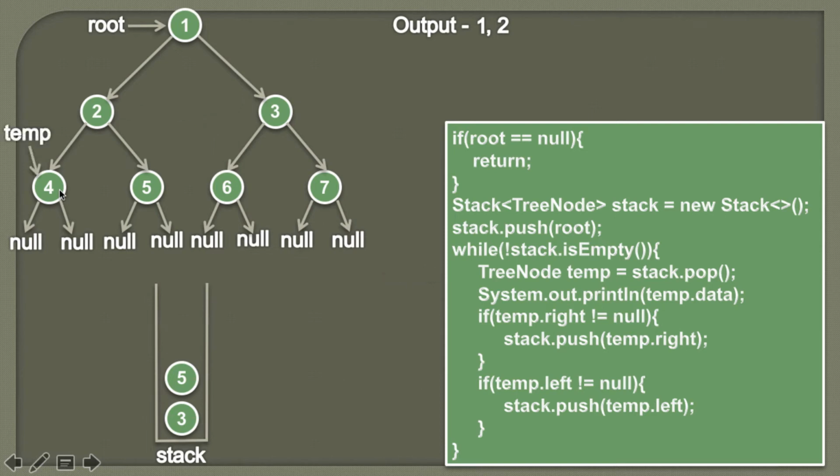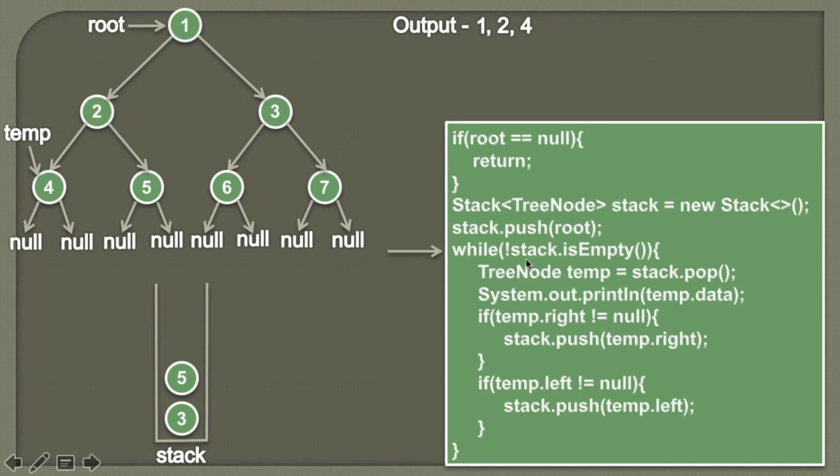Moving ahead, and then we'll simply print the data associated with this node, which is 4, and then we'll simply check whether temp right is equal to null or not. So currently temp right is equal to null. Therefore the condition in if block comes out to be false. And then we'll check whether temp left is equal to null or not. So here you can see temp left is also equal to null. Therefore the condition in if block comes out to be false.